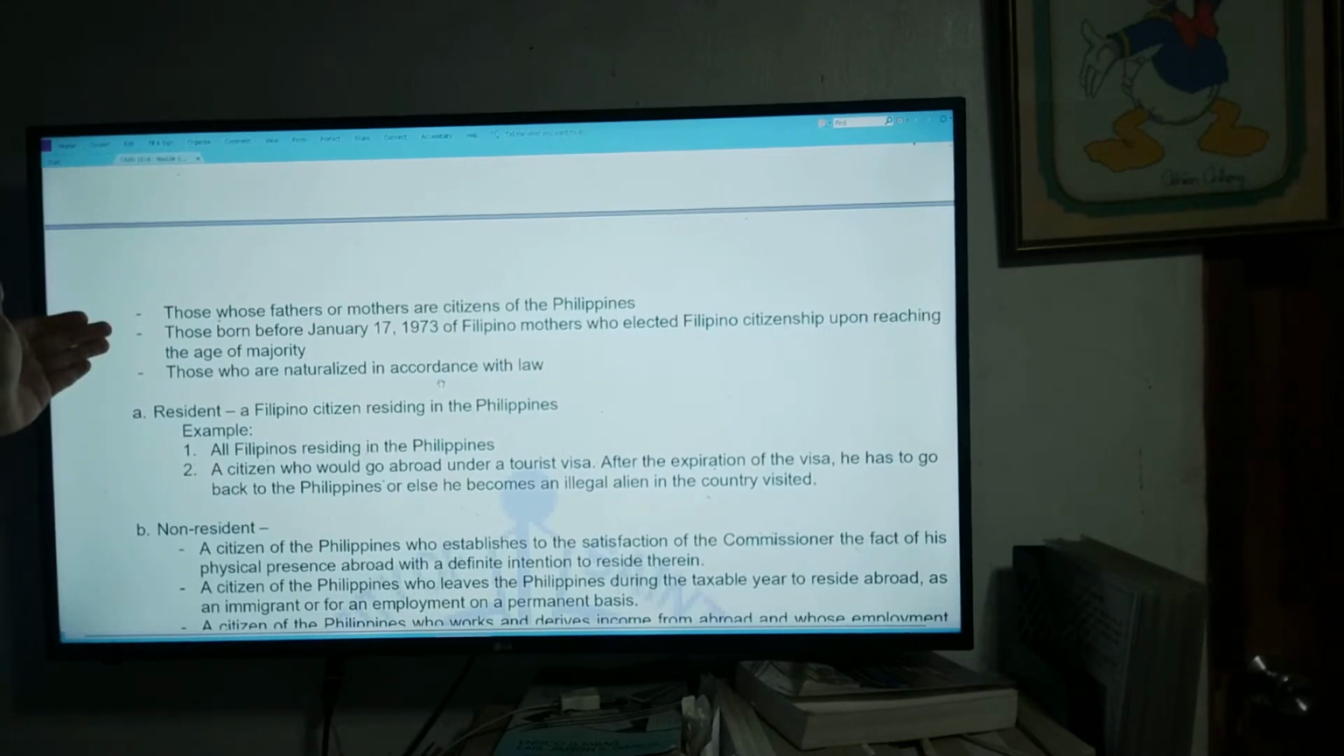Okay? And then those born before January 17, 1973, actually hindi na ito nag-a-apply kasi madami nang matagal na patay.